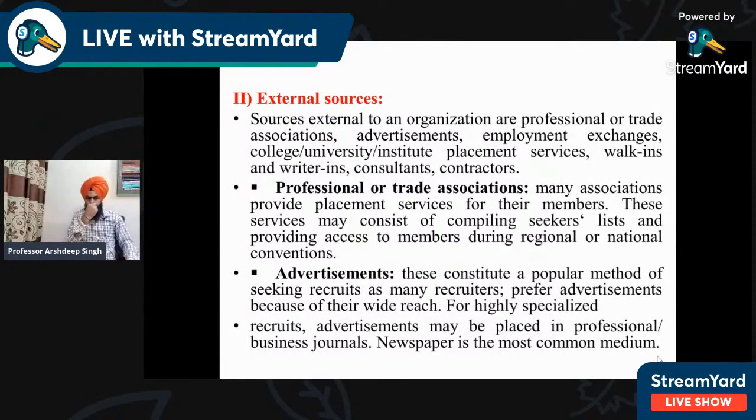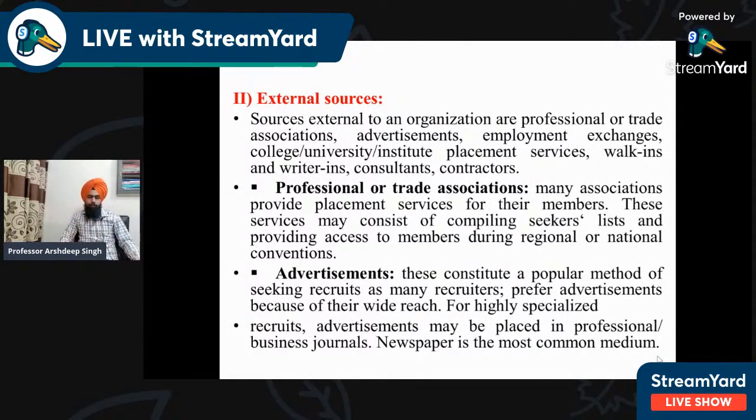Second one is the external sources. So what are the external sources? First is professional or trade associations. Some of the external sources are professional trade association, advertisements, employment exchanges, college university institutes, placement services, walk-ins and write-ins, consultants, and contractors. So these are the persons who can provide you the knowledge that there are certain vacancies in this organization, that organization. There are some contractors who work for a specific organization for the hiring of the employees. Okay, so these are the external sources.